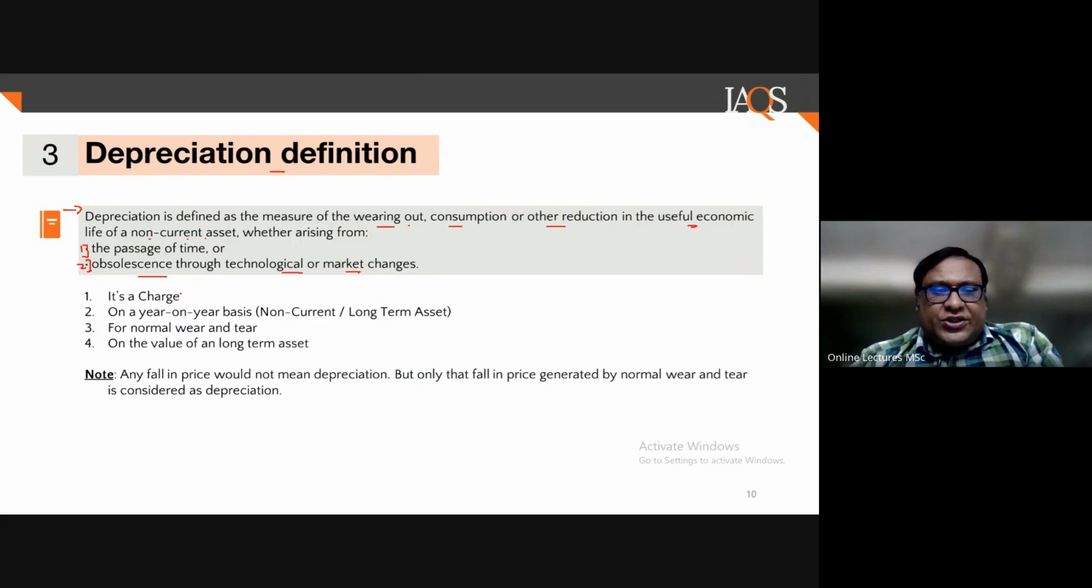It's a charge because you cannot pay depreciation. It can't be paid. It's a charge on a year-on-year basis, charged annually on non-current, that is long-term, assets. If it's tangible, important, you call it depreciation. If it's intangible, you call it amortization.